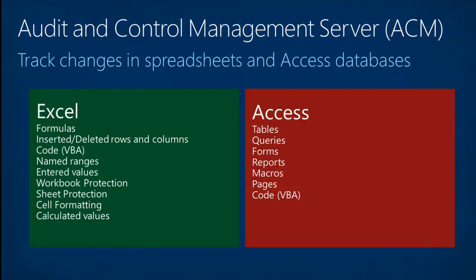And a little more detail on that tracking capability. For Excel files, the ACM server can track these types of changes. Formula changes: any cell that has a formula in it, if the formula changes, we're going to track that. If you insert or delete rows and columns, we'll track that. Code changes, so you'll see how we can do real detailed tracking of even one character changing in VBA code. If you change a named range, so we're actually talking about the definition of the range, we'll keep track of that.